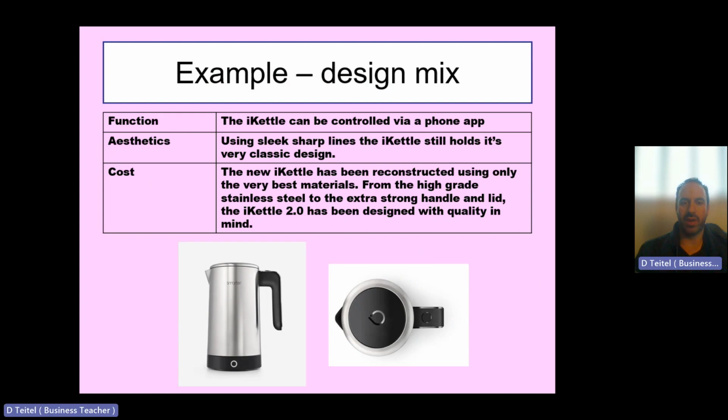So for example, here we've got a kettle. So this is the iKettle. It can be controlled by a phone app. So aesthetically, it's using sleek, sharp lines. The iKettle still holds its very classic design.